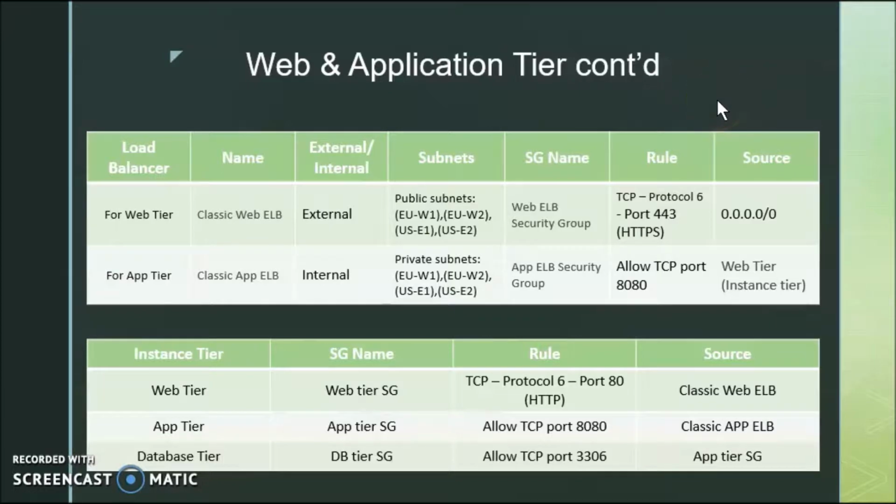The web tier, app tier, and database tier have their own security group and rules that specify how it's accessed and from where and what kind of data are used, accessed, and passed from it. So moving on to the next slide.